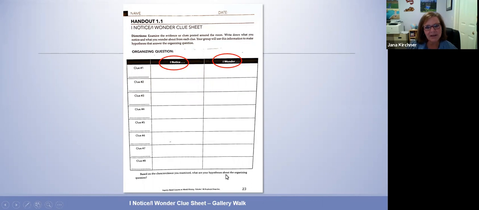At the end, we're going to make a hypothesis about what we think about the Harappans only from these clues that we've looked at. We haven't really read anything or had any videos or any other information. We're just building some knowledge at the beginning.